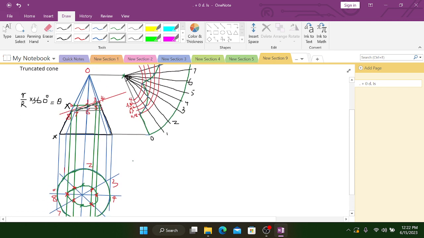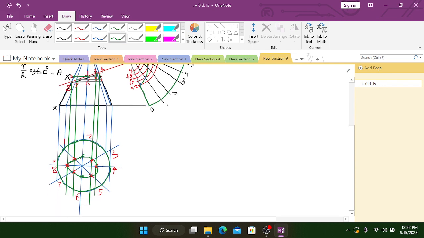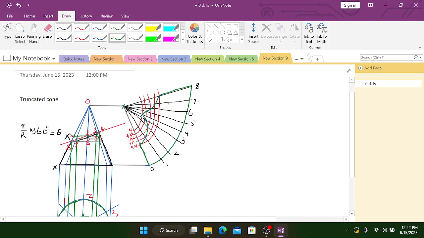So this black line in the front view, and these green lines in the plan view, and these green lines in the development view. This is our development view. This is how we are going to draw the development view of a truncated cone.